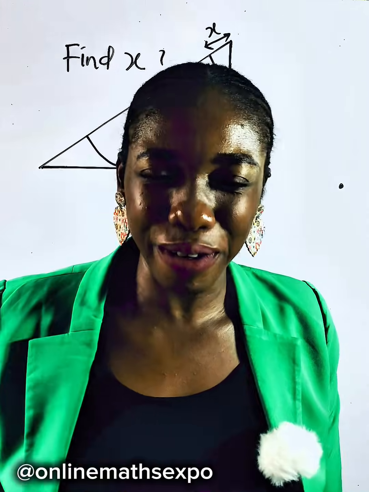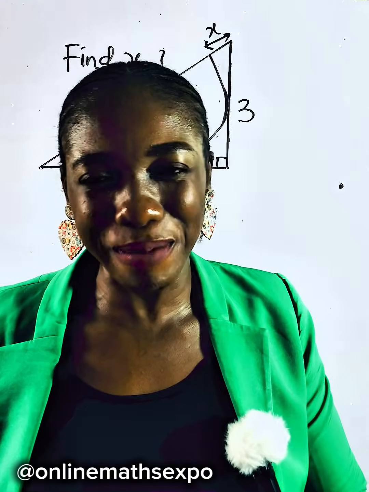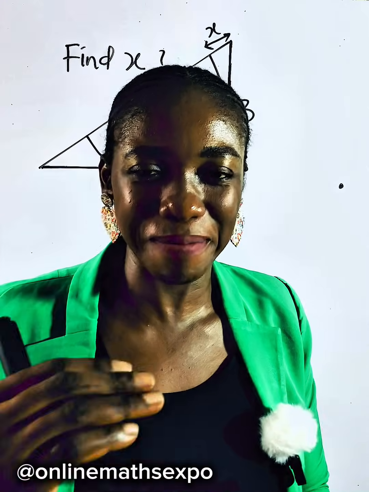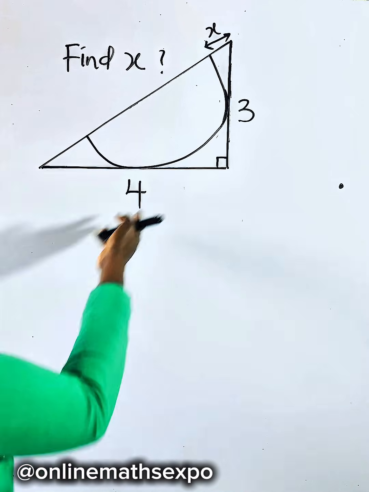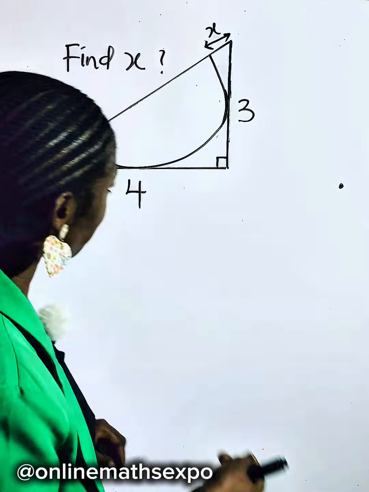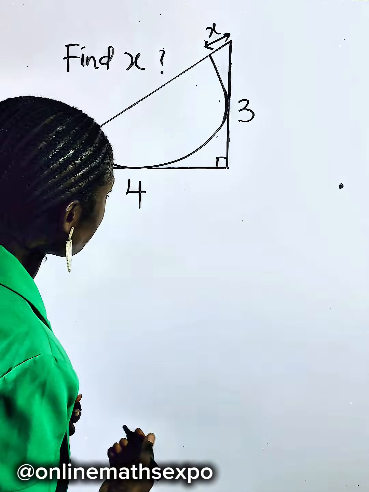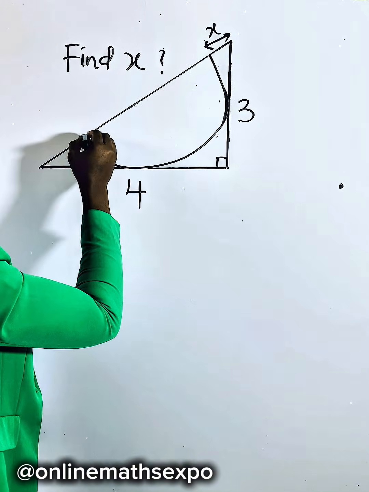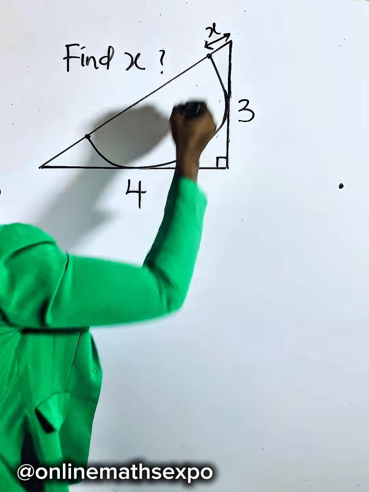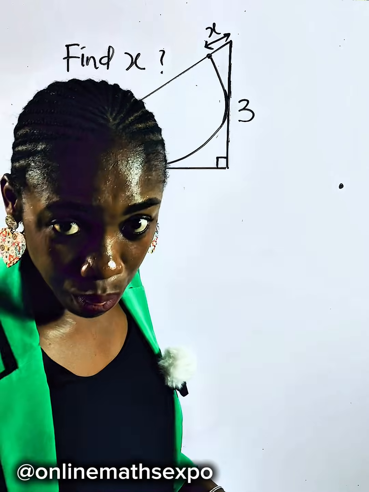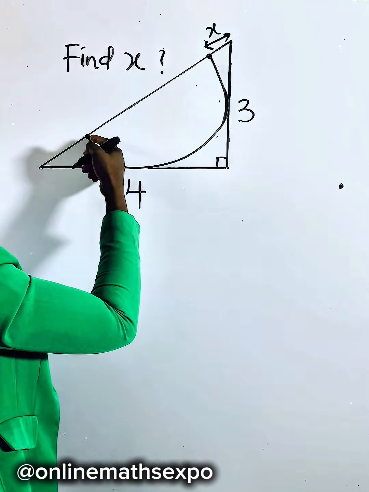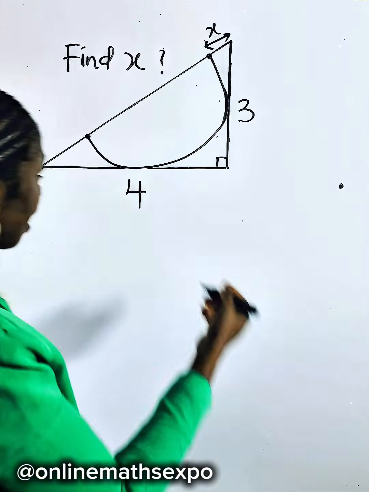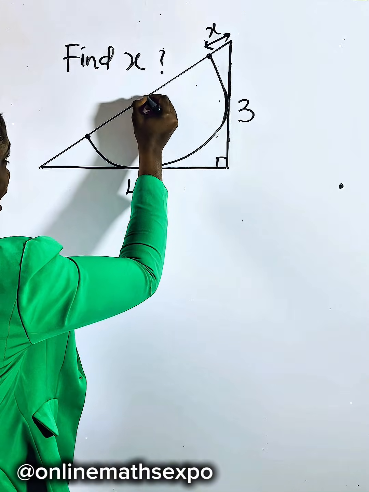You can pause the video for a while, and meanwhile, you can also join me. Let me show you how to do this step by step. Now, to answer this question, just remember, if this is a semicircle, it means from this end to this end becomes the diameter. And if this is the diameter, we can spot the center. So here is our center.